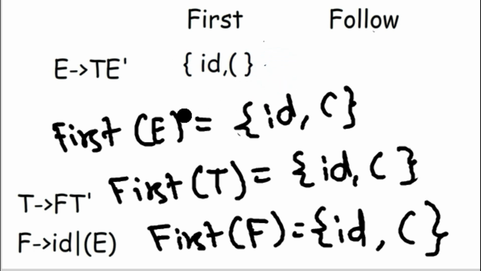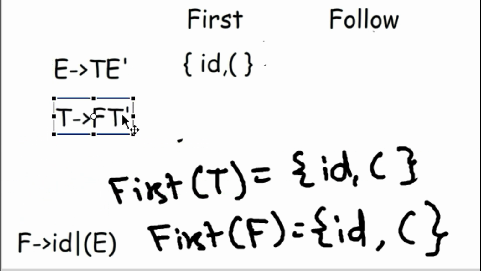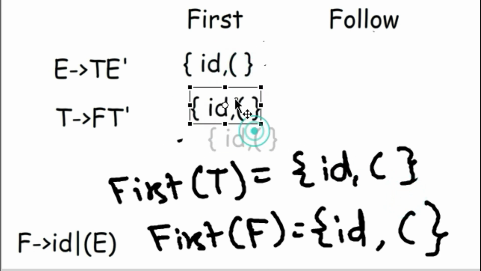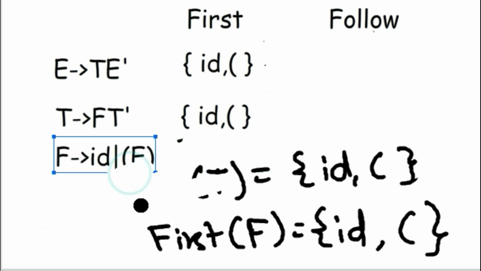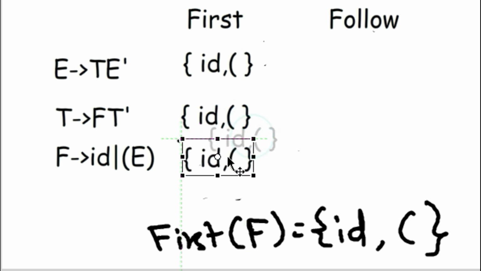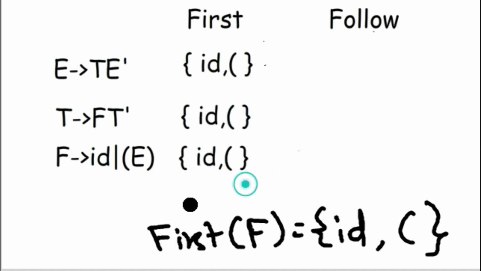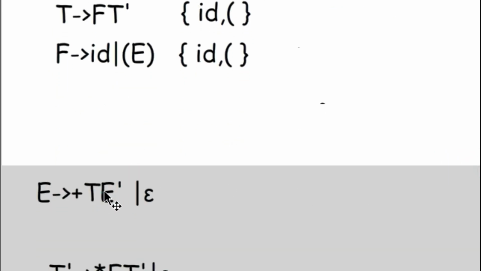This is the first. Now, what is the first of this? First of t, we have already found out that first of t is ID and open bracket. So it's the same for this. Now we will find first of this, f. But we have already found out that the first of f is also ID and open bracket. So it's the same here, ID and open bracket. So these three are done. Let us look for the next grammar.